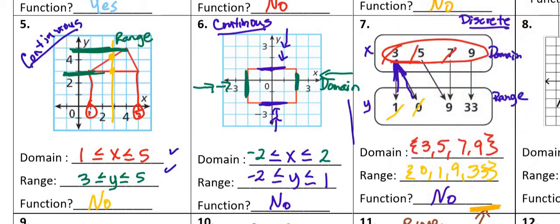Now, I could have written these. These are the same thing as if we had a T-chart or a table. You see the 3 goes to 1, 3 goes to 0, 5 goes to 9, 7 goes to 9, and 9 goes to 33. This is what it looks like if you had to write it in a T-chart or a table.